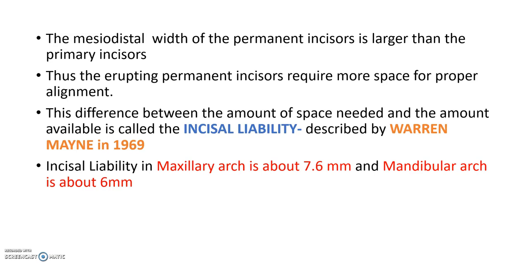The incisor liability for the maxillary arch is around 7.6 mm and for the mandibular arch is 6 mm. So the amount of space required for the erupting permanent incisors is around 7.6 mm in the maxillary arch and 6 mm in the mandibular arch.